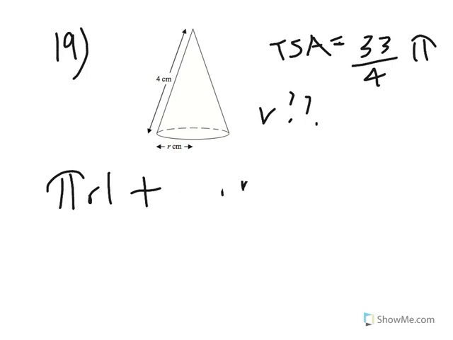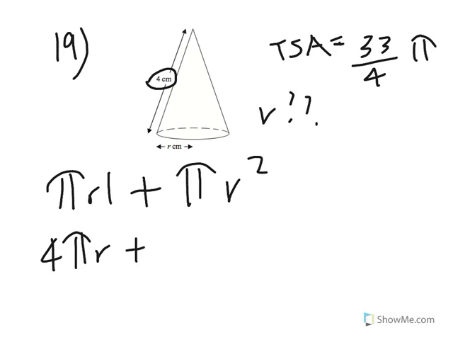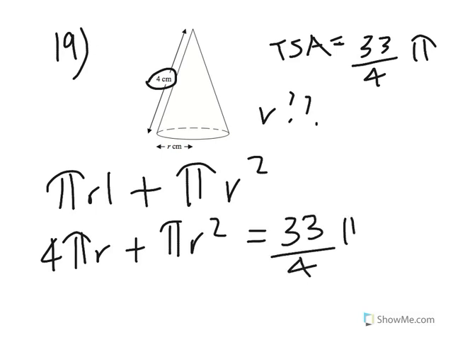Pi r squared, my bad. Yeah, pi r squared. So that's the total surface area of any cone. Alright, so in this case, L is 4 centimeters, as you can see. So 4 times pi times r plus pi r squared is equal to 33 over 4 pi. Correct? Since the total surface area is 33 over 4 pi, this actually makes sense.